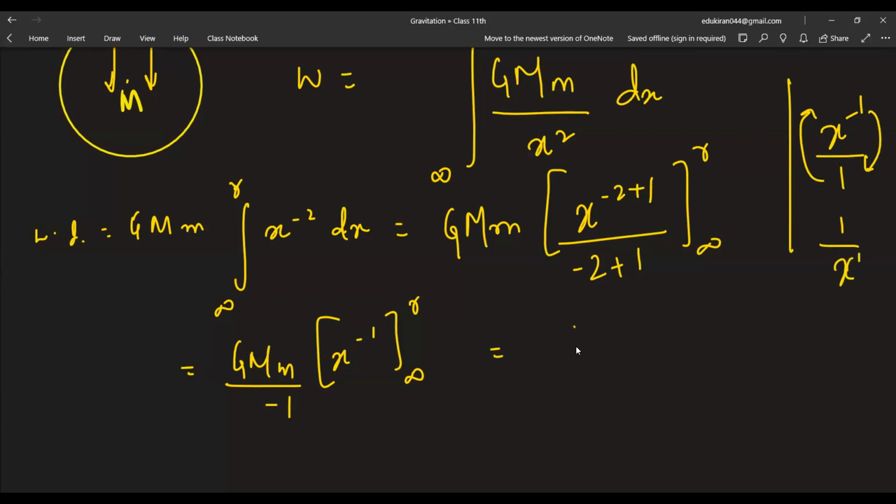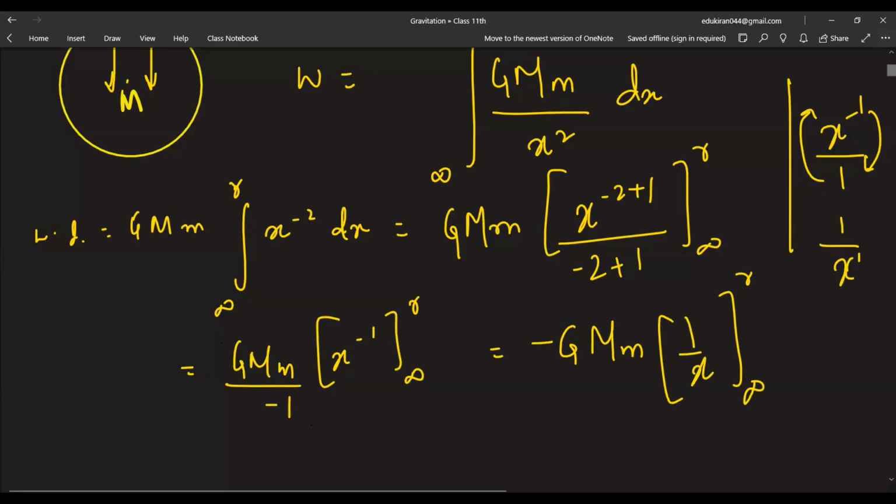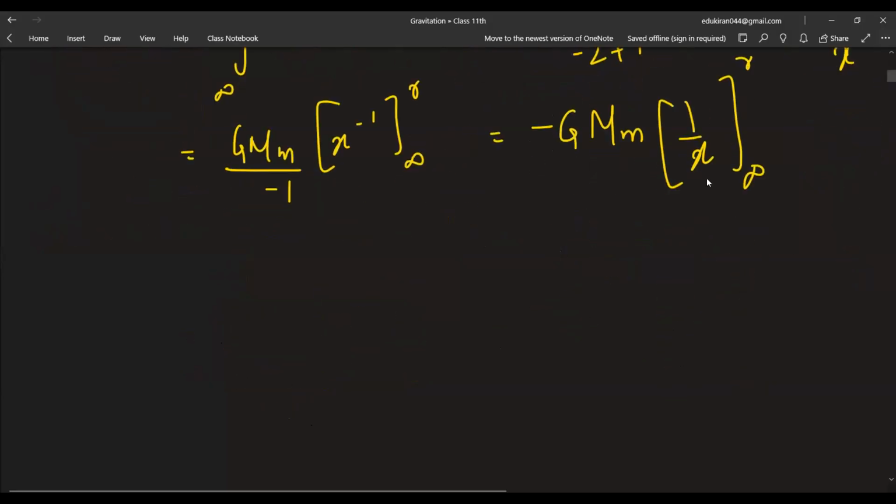It means I can write this as G, capital M, small m. And see, minus 1 is in the denominator also. Now, I'm writing this as minus. You know, this minus can be written upwards because this is 1. It's like you're multiplying it with minus 1 by minus 1. And here you have 1 by x, integrating it from infinity to r. Let's put the upper limit and the lower limit now. Okay, this step is solved.